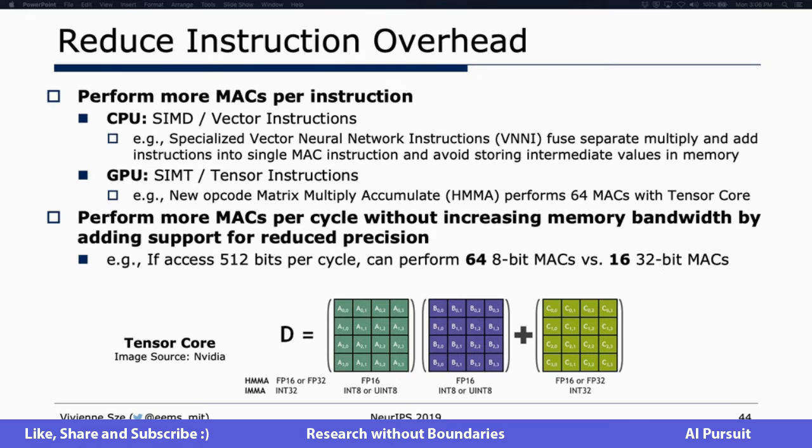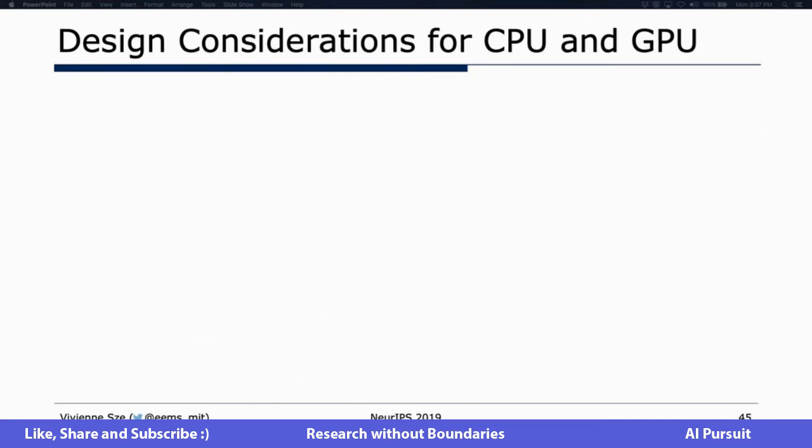All right, so what other things can you do in a CPU and GPU to speed up the processing for DNNs? Another thing is to perform more multiply and accumulates per instruction, basically reducing the instruction overhead, right? For example, in a CPU, this often involves SIMD, single instruction, multiple data, so one instruction, multiple operations, or in other words, vector instructions. For example, Intel has a specialized vector neural network instruction that fuses the multiply and add instructions so that you only have to issue fewer instructions to do more operations.